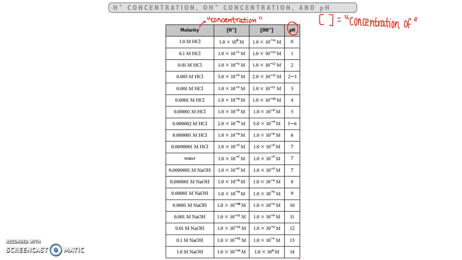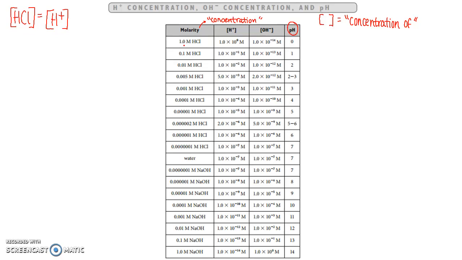So some things we can take away. Let's look at just general trends first before we dive right into the math. Some things I want you to notice right away. First of all, the HCl concentration, like we've said before, is going to be the same as the H plus concentration. Remember, if it's in brackets, that means concentration. These two numbers are always the same when you look side by side.